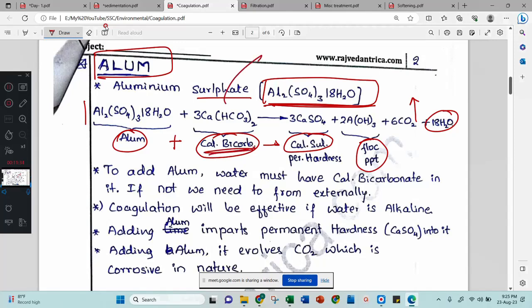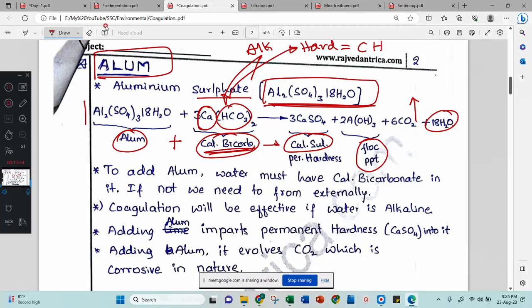May I call this one as alkalinity? Yes, because HCO3 is there, therefore this is alkalinity. May I call this one as a hardness? Yes, this is also called as hardness. Which type of hardness it is? It is a temporary hardness, carbonate hardness. Right? This much is clear.